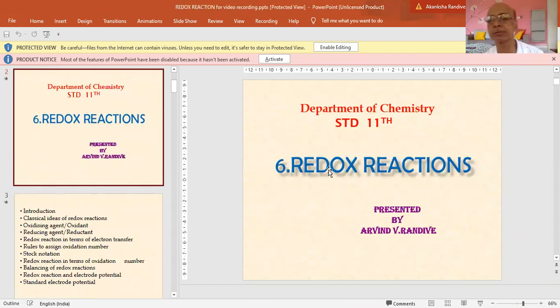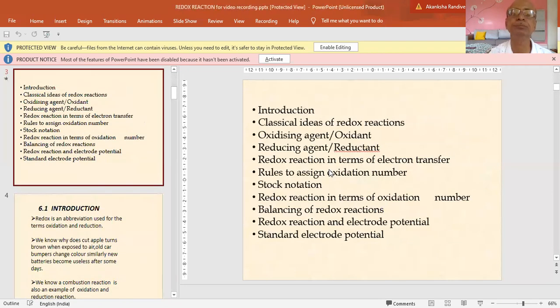Redox reactions. As far as the classical ideas of redox reactions are considered, let us firstly consider the different ideas of the redox reactions. Again, we have to study the oxidizing agent, that is oxidant, and the reducing agent, that is reductant.